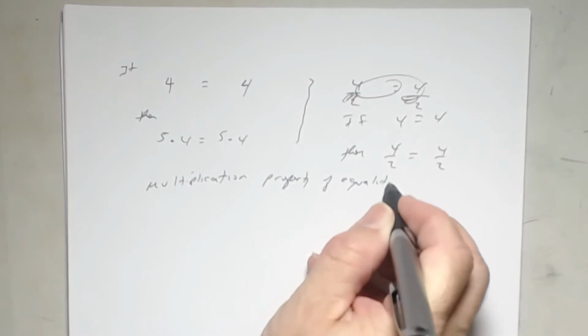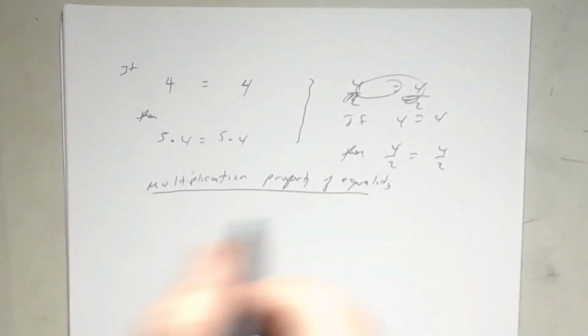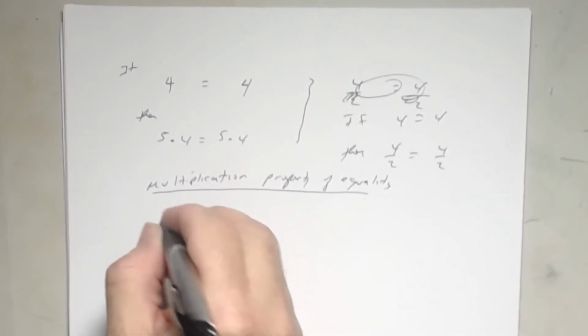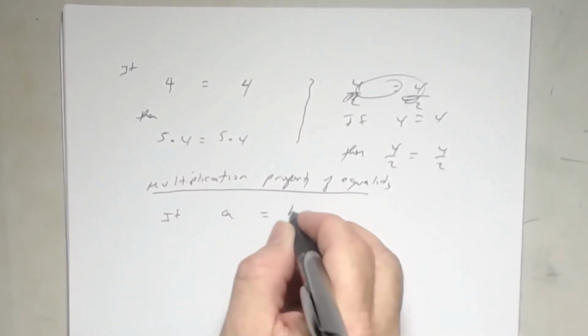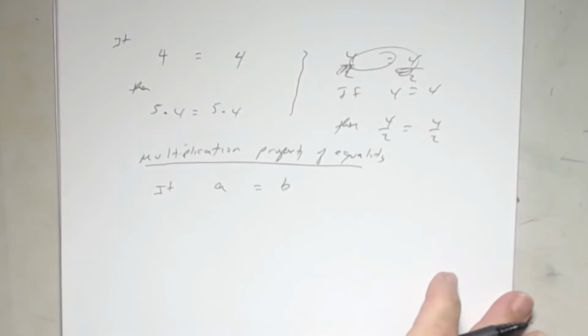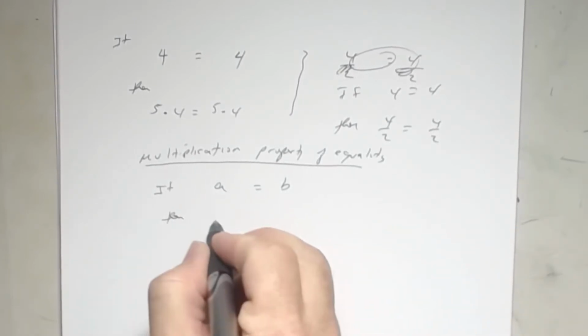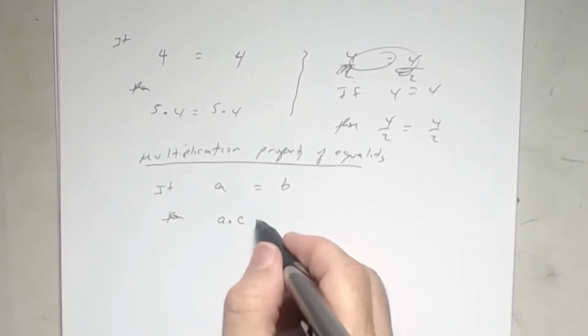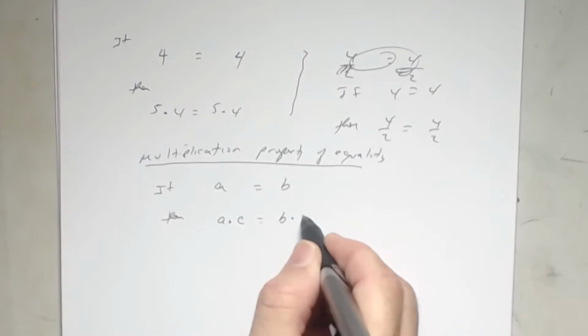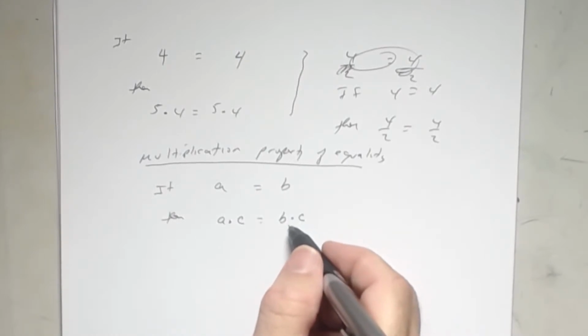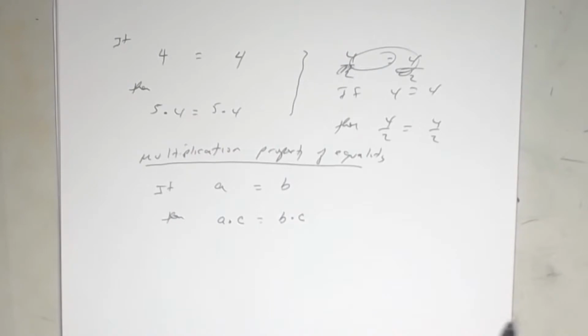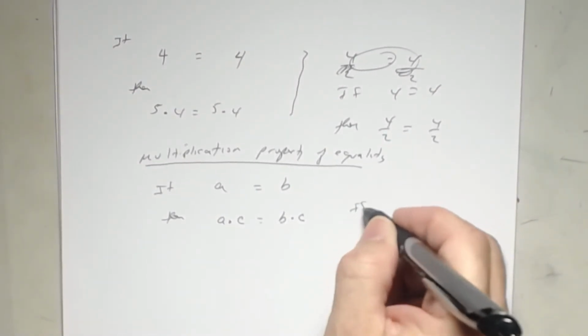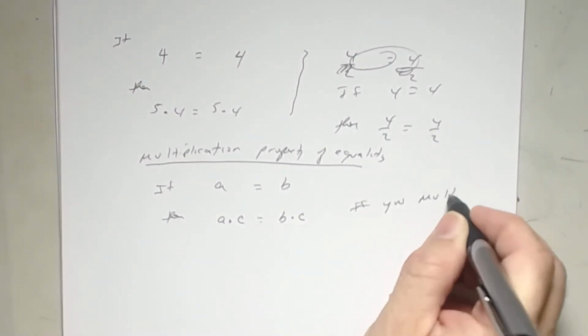All right, the multiplication property of equality. And so basically it says this. If A equals B, and if I take A and multiply it by C, if I take the left side, multiply by C, then I've got to do what to the other side? Multiply by C as well. Okay? So if A equals B, then A times C must equal what? B times C.